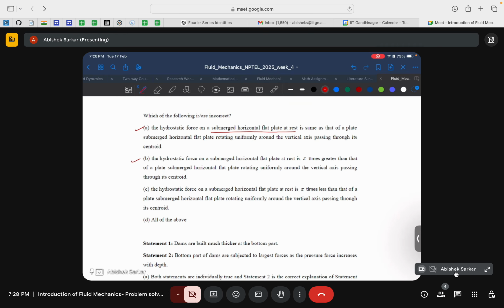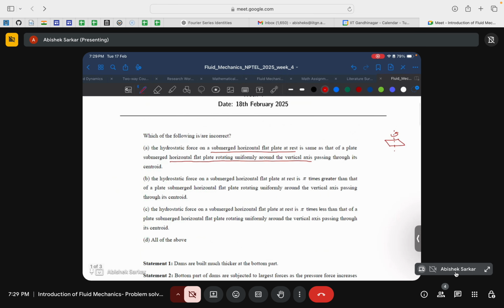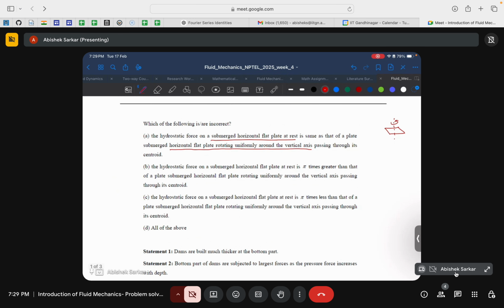C is hydrostatic force on the submerged flat plate at rest is pi times less than that of a plate submerged horizontal flat plate rotating uniformly around the vertical axis passing through the centroid, or all of the above. Okay, so this is your first configuration. And this is rotating, say, with an angular velocity of omega.